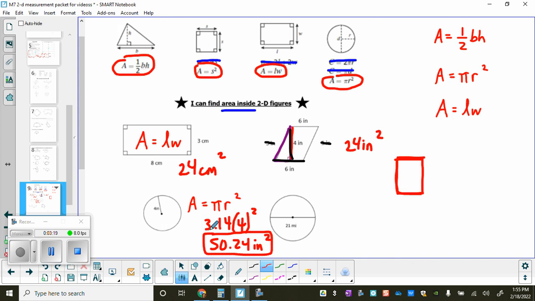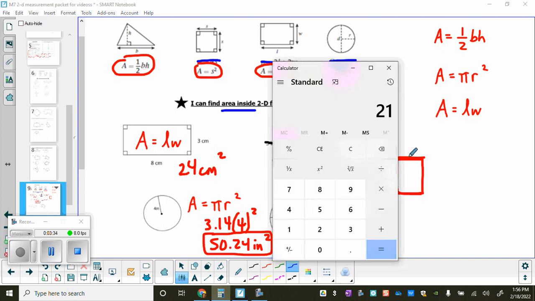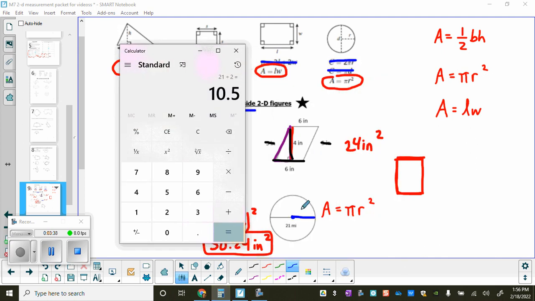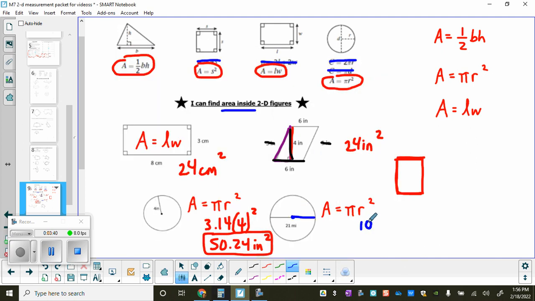All right, we have another circle right here. So I'm going to need the same formula, pi r squared. And the only catch with this one is that the circle shows the diameter all the way across. I only want half of that, so I need half of the 21. Half of the 21 is going to be a 10.5, okay? So my radius is actually a 10.5 for this one. The 10.5 is what's going to get squared. And of course, we're going to multiply by 3.14 pi.